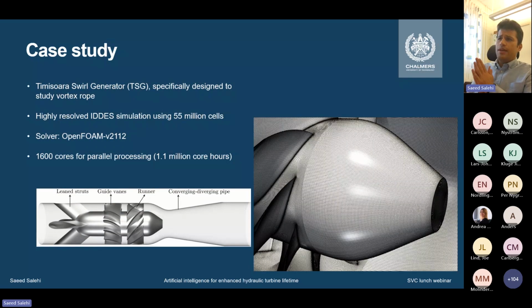So we looked at a case study to investigate this vortex rope with DMD. It's a swirl generator, and we used a highly resolved IDDES simulation using OpenFOAM. It's an expensive simulation with 55 million cells. We use 1600 cores, and it's around 1.1 million core hours for one simulation.